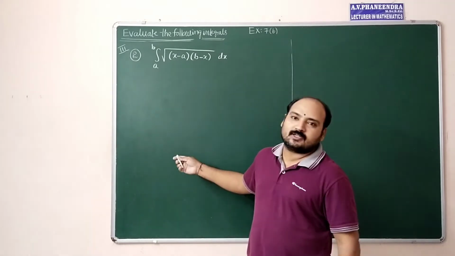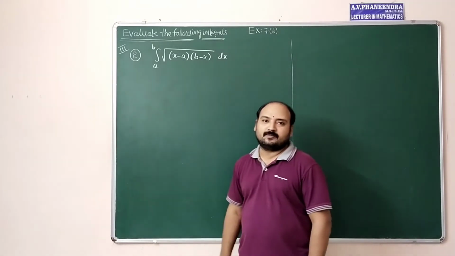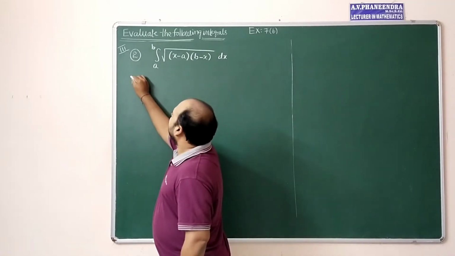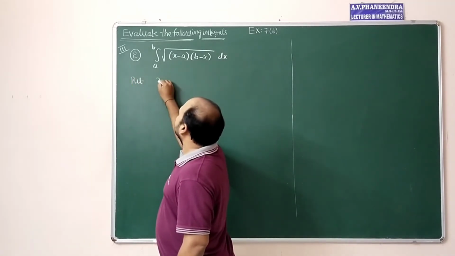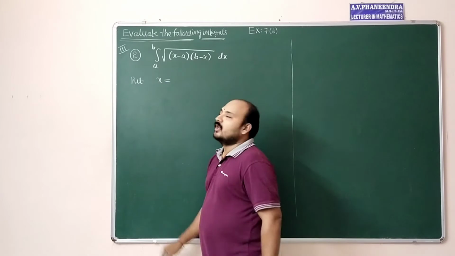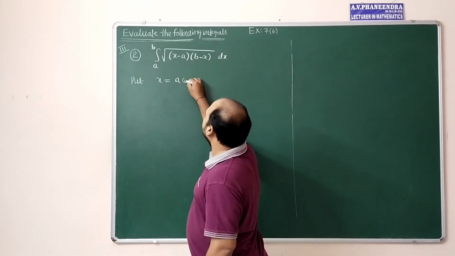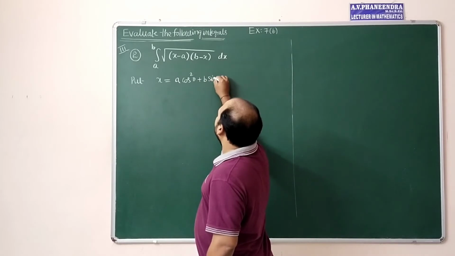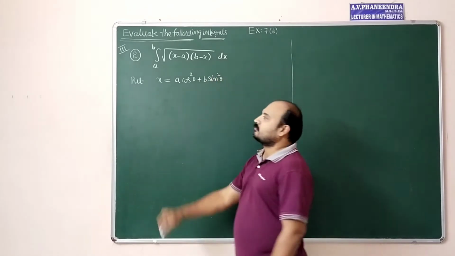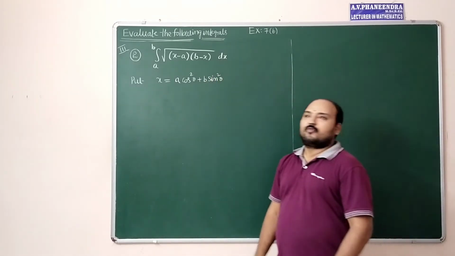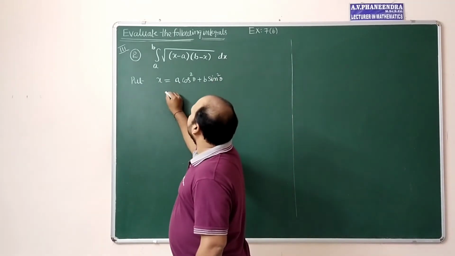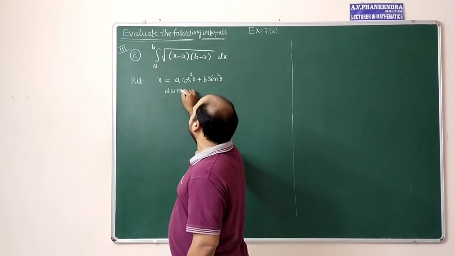Now I am doing that question by the first method. In this first method, I am taking the substitution. Put x is equal to a cos square theta plus b sin square theta. Observe carefully, dear students. Find the value of dx first. So differentiate with respect to x.